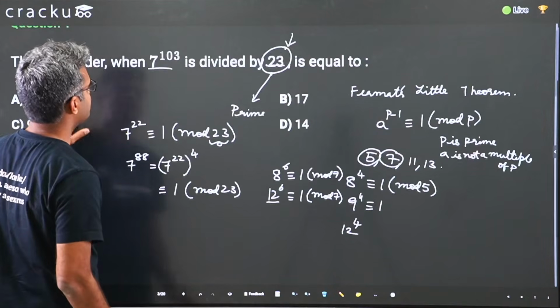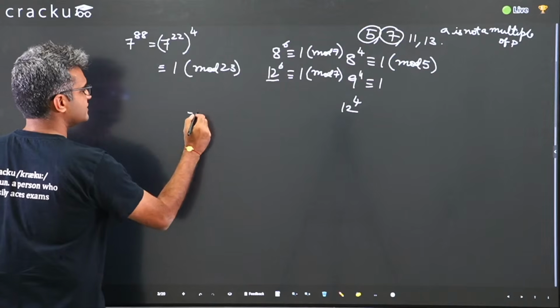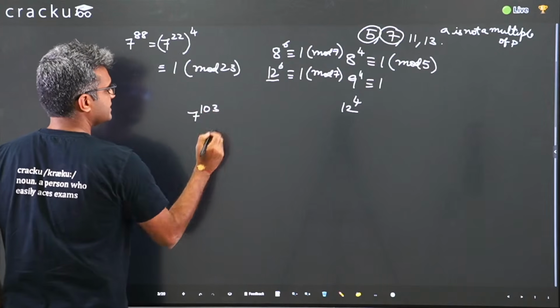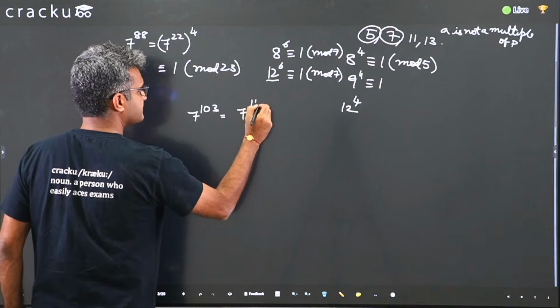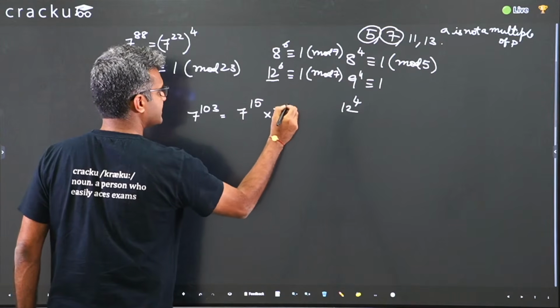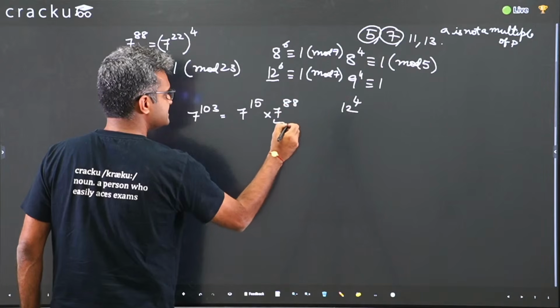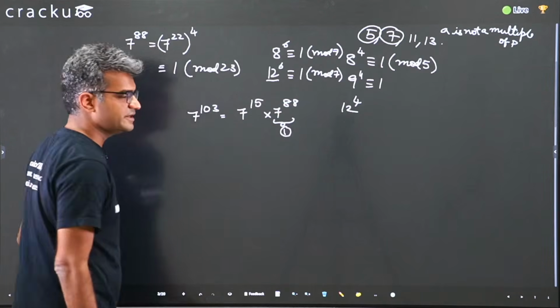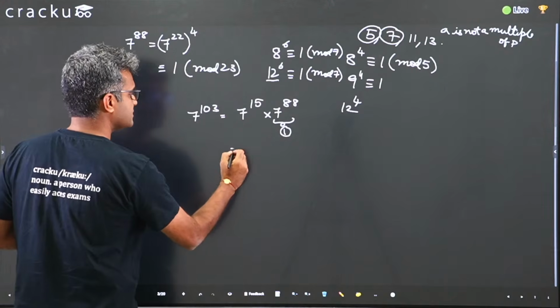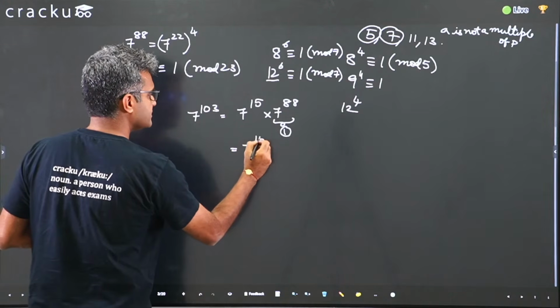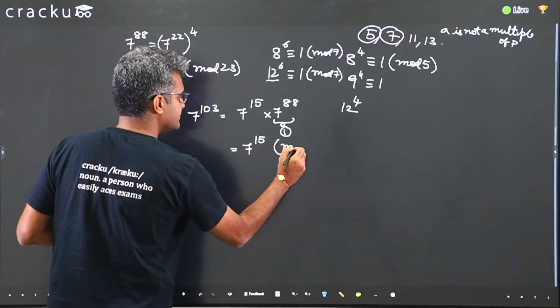What are we required to calculate? We are required to calculate the remainder when 7 to the power 103 is divided by 23. So 7 to the power 103 is 7 to the power 15 into 7 to the power 88. This is leaving a remainder of 1 when divided by 23. So the effective remainder has to be 7 to the power 15 when it is divided by 23.